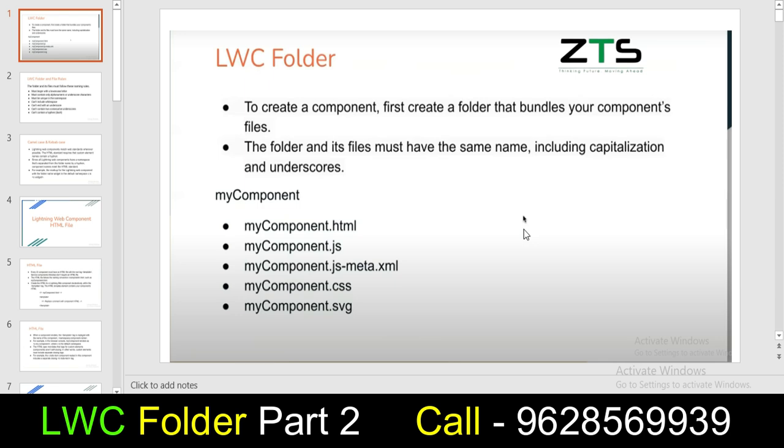To create a component, first create a folder that holds your component's files. The folder and its files must have the same name, including capitalization and underscores. For example, myComponent is the folder, and under the component folder are myComponent.html, myComponent.js, myComponent.xml, myComponent.css, and myComponent.svg. Those are examples of LWC folders and LWC files.